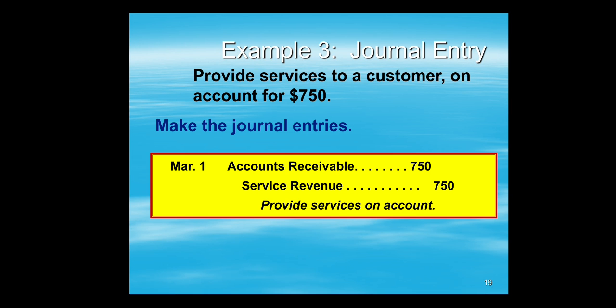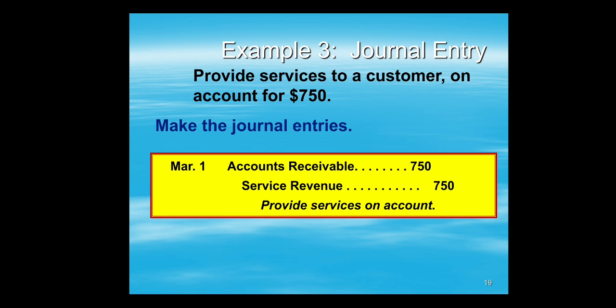So the journal entry is, you have to write the date, and then remember the first effect, asset increase. The name of the account is account receivable. So asset increase, you have to debit account receivable, the amount is $750.